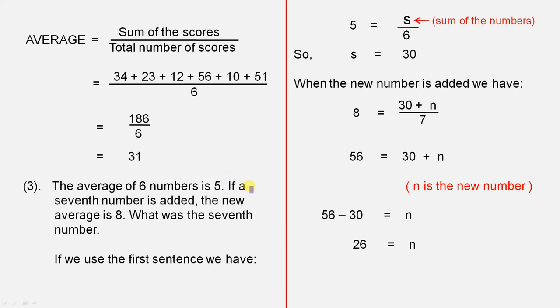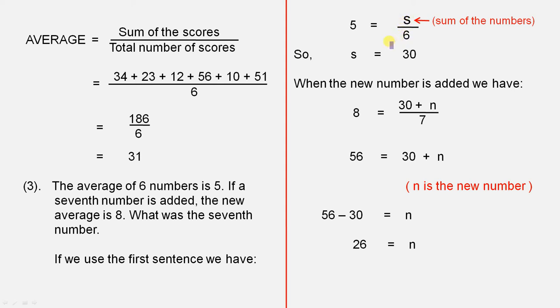Number 3. The average of 6 numbers is 5. If a 7th number is added, the new average is 8. What was the 7th number? So if we use the first sentence, now remember the rule says the average, so the average is 5. Now remember the average is obtained by the sum of the scores over the number of scores. So we know that there are 6 numbers. So basically when we use this little equation here, that will give us the sum of the scores.